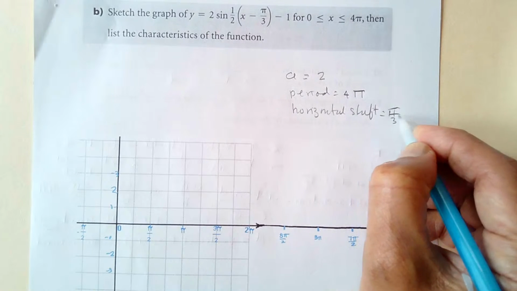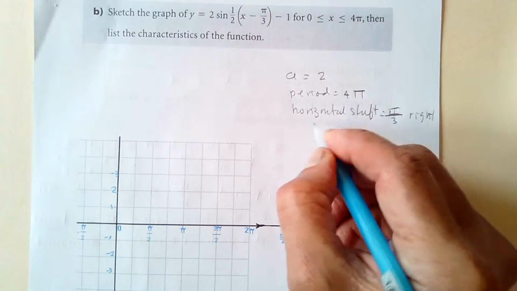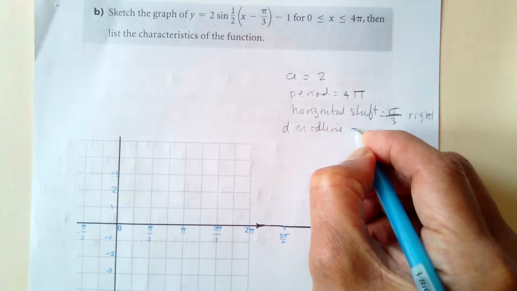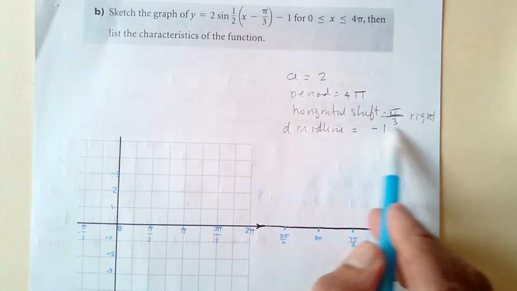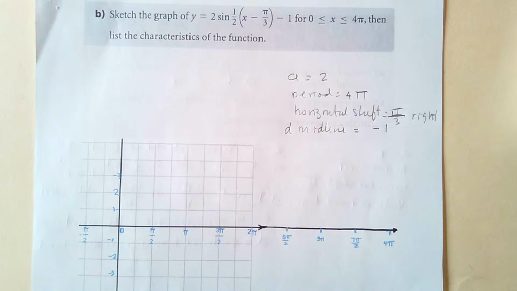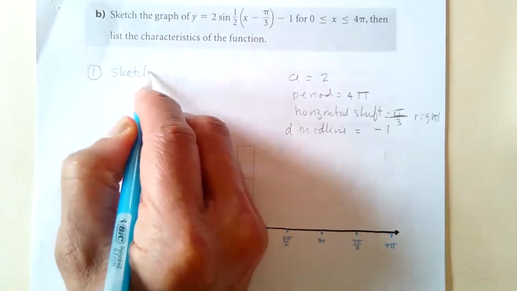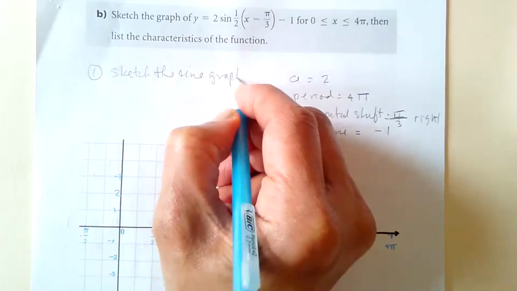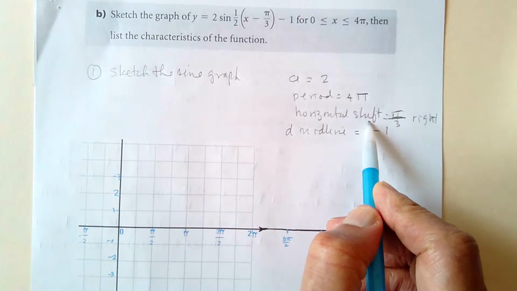Pi over 3 units to the right. We have our midline, which is the same as D, is equal to -1. So imagine we don't have any shift, right? The first thing to do, step one, is to sketch the sine graph. Sketch a sine graph without the horizontal shift.